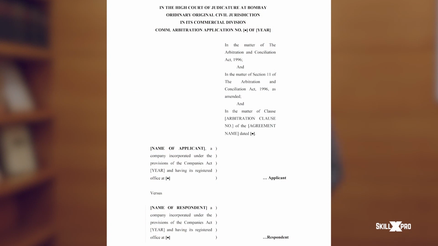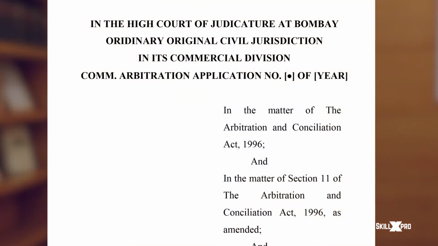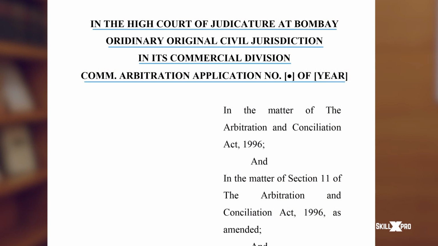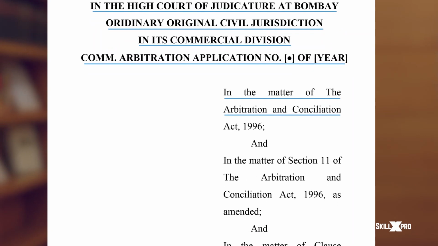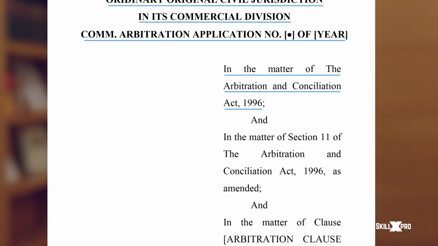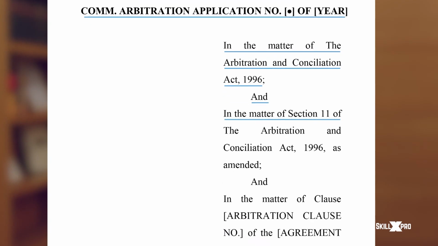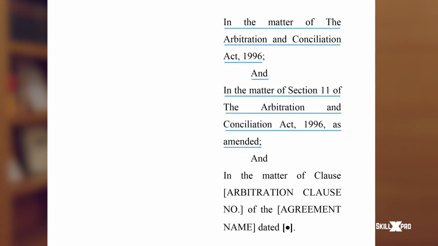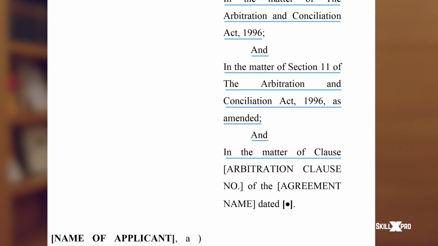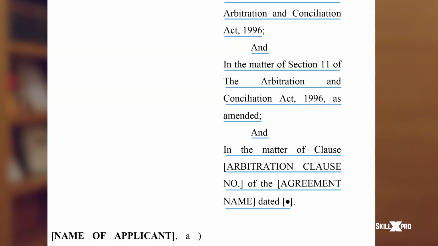Now, how does a Section 11 application look? Firstly, you begin with the cause title, which mentions the court before whom the arbitration application under Section 11 is filed. Then, on the right hand side of the cause title, you see the details of the act under which it is filed, that is, in the matter of the Arbitration and Conciliation Act 1996. The section under which it is filed, which is Section 11 of the Arbitration and Conciliation Act 96 as amended, and then the clause in the particular agreement which encapsulates the arbitration agreement between the parties. That clause will also have to be mentioned in the cause title.